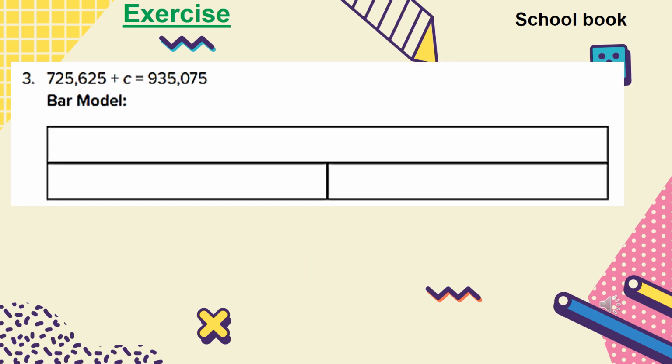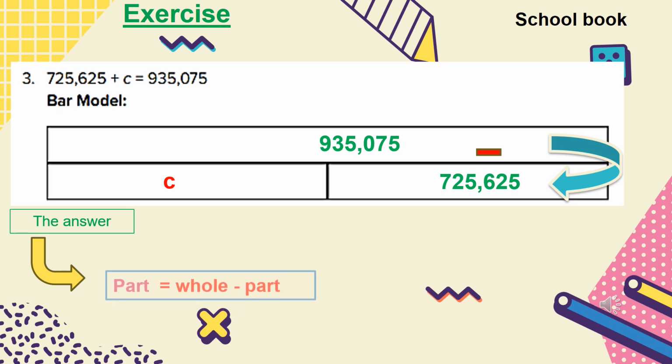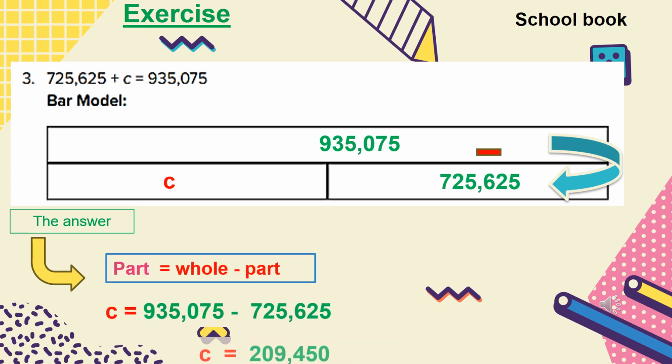On the third equation we have here 725,625 plus c equals 935,075. C here is a variable, it is unknown. So the whole is alone. So we put the whole and the parts. To get the part, to get the value of c, we will make minus. So whole minus part. So c equals, after minus, 209,450.